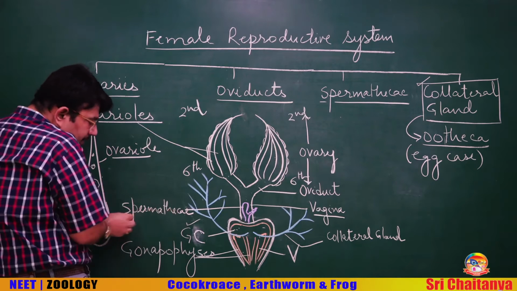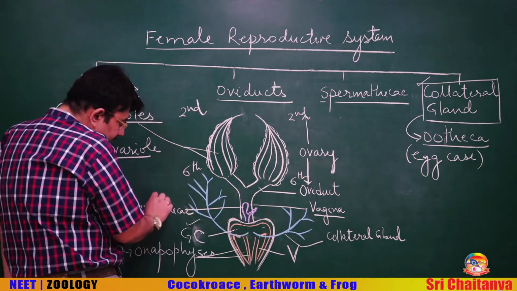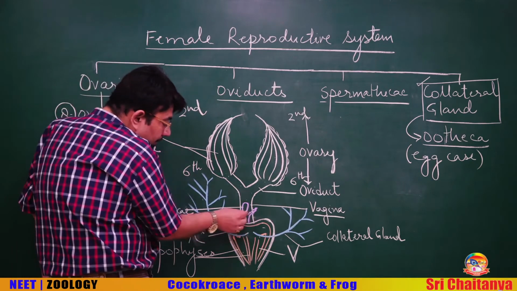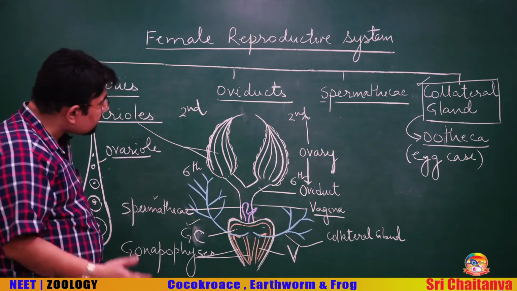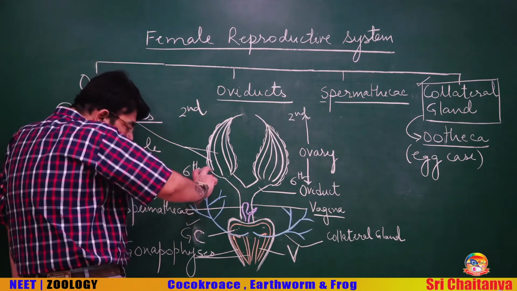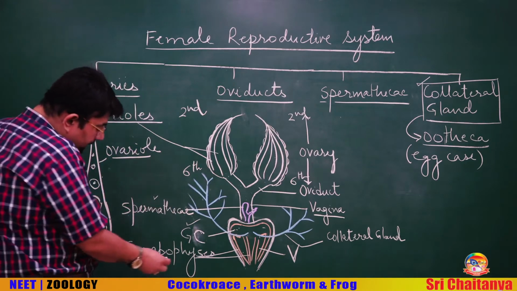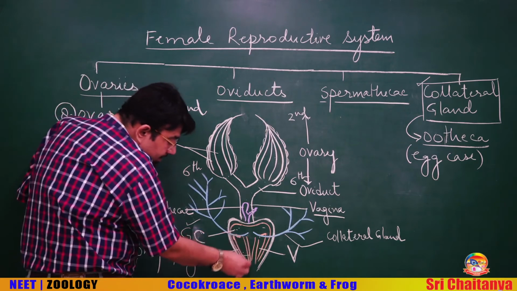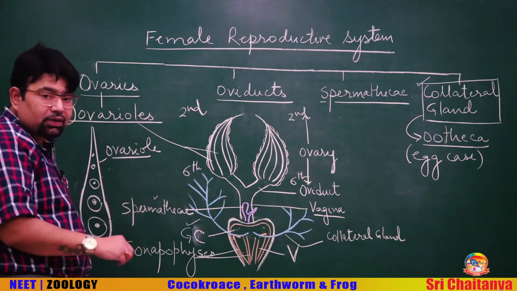These spermathecae also open into the genital pouch. Spermathecae are one pair, but one of them is more developed. Similarly, the collateral gland is also more developed on one side. What you find here are gonapophyses. These structures are gonapophyses. They help in copulation.